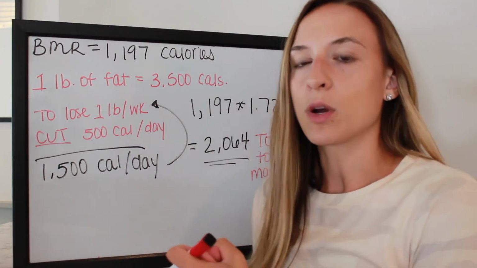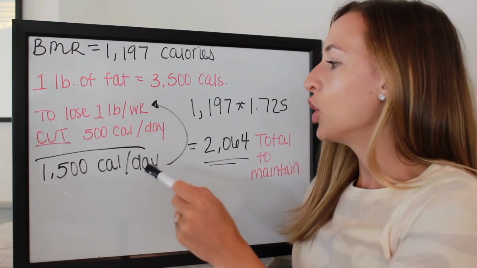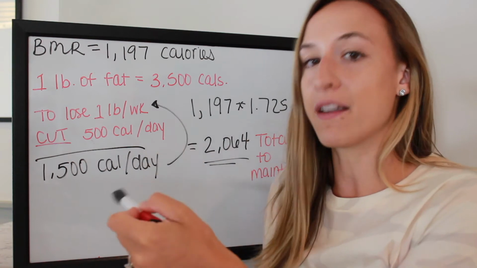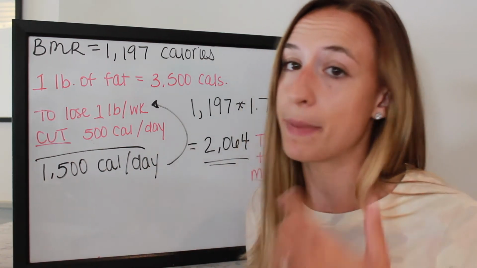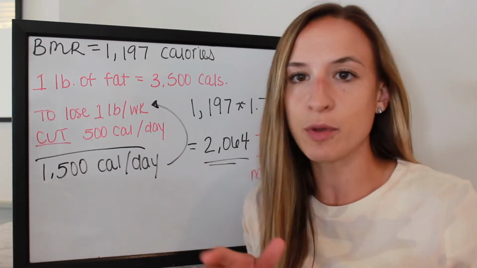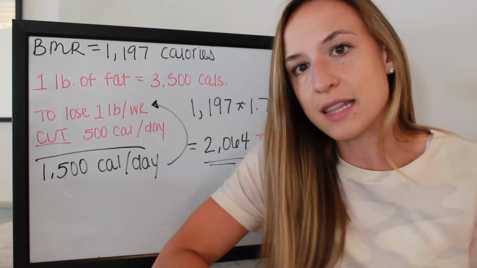On the flip side, if you are trying to bulk or gain weight so that you can gain muscle a little bit easier, you would just add 500 calories to your maintenance calories to ensure that you gain 1 pound per week. Now, this is variable, right? Not everyone wants to lose or gain a pound a week. You can adjust this number.